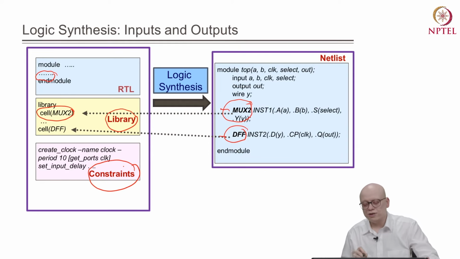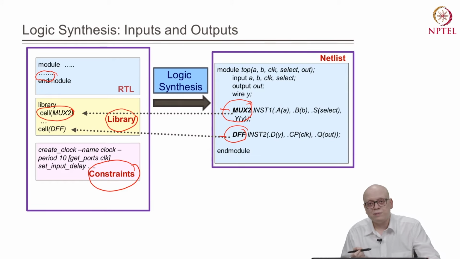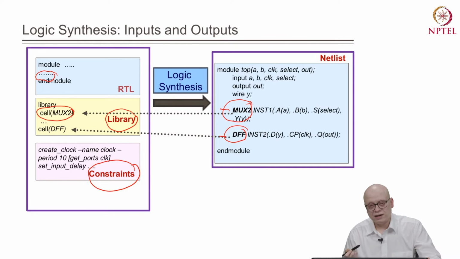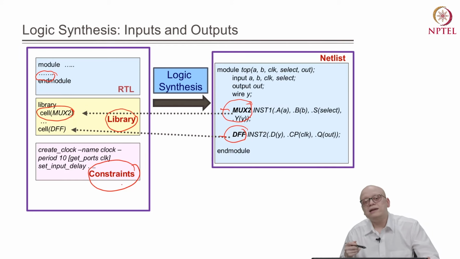For example, if we give very relaxed timing constraints, then the tool will probably try to minimize the area. In that case, if there is more than one multiplexer in our library, then probably the logic synthesis tool will pick the multiplexer which has the minimum area, because the timing is not that critical. So the performance can be traded off and area can be minimized in that case. So the constraints are basically defining our design goals, or conveying our design goals, to the logic synthesis tool.